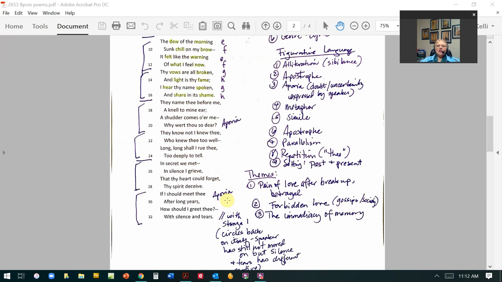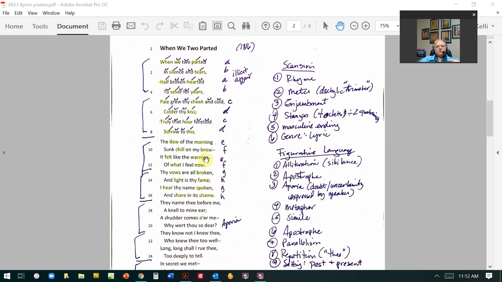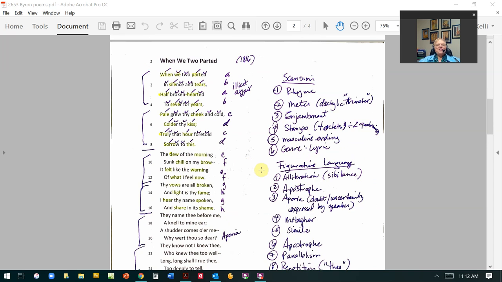And then I think the third thing here, and this is, again, one of those romantic themes, is the immediacy of memory, that your memory can take you back into that experience and relive it just as it was happening right there. Right? He's remembering all of these things just like, he says, it feels like the warning of what I feel now, right? He is able to connect those things, right? Let's just read this one because, again, it's my favorite.